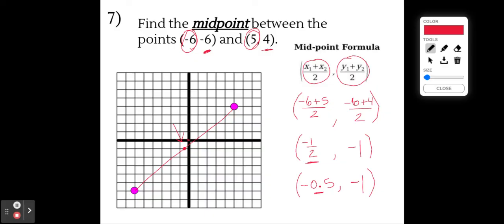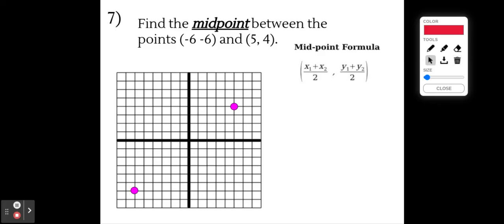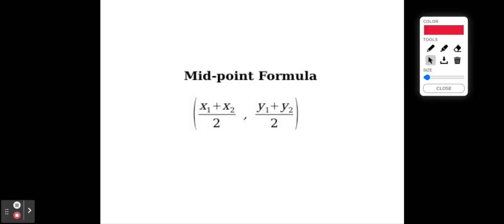So again, I'm just finding the average of the x coordinates and the average of the y coordinates. And that's the midpoint formula. Kind of fun, kind of easy. Be sure you have the formula written in your notes, and always keep in mind that your answer when you're finding the midpoint is always going to be an ordered pair, because we're finding a point that's in the middle of two other points.